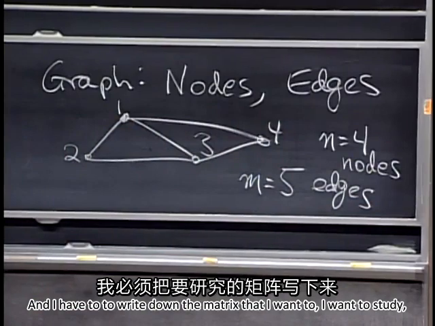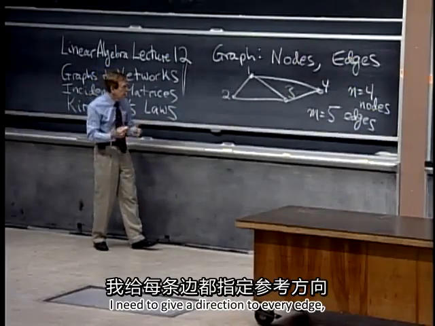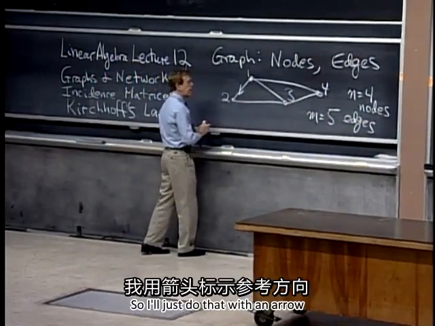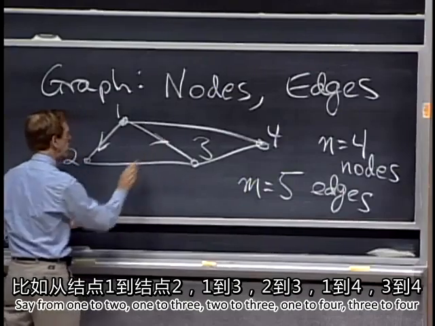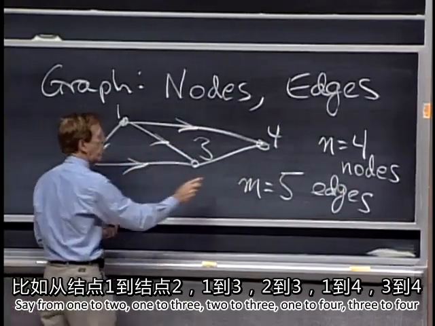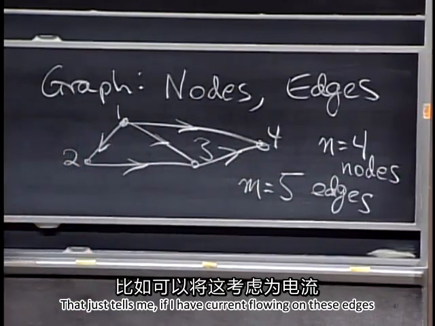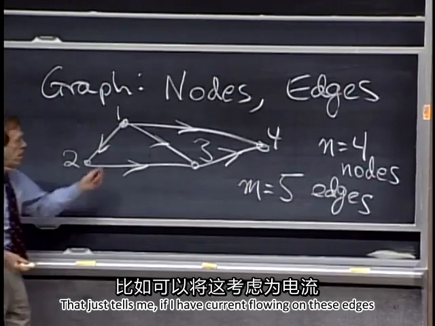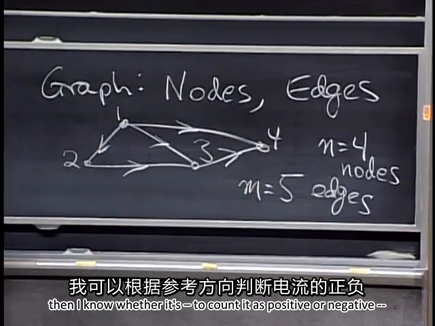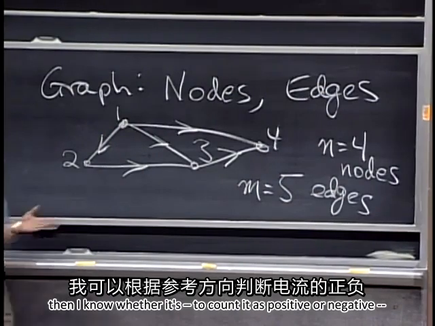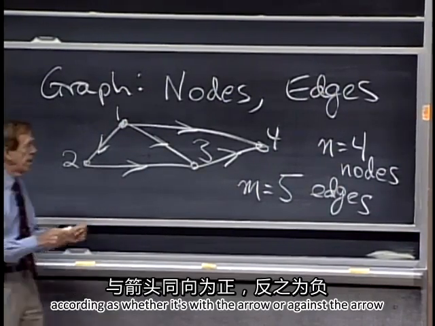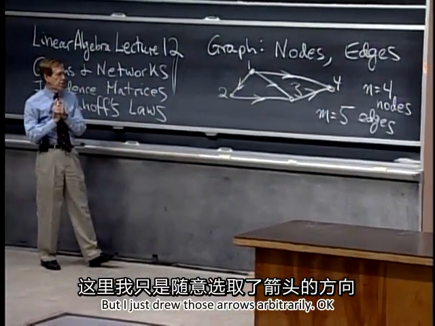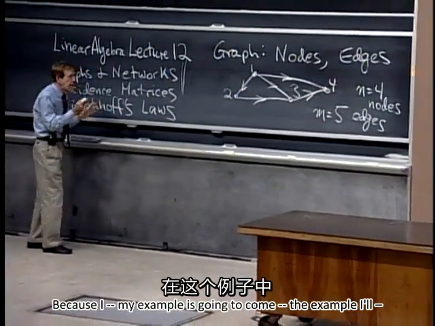And to write down the matrix that I want to study, I need to give a direction to every edge. So I know a plus and a minus direction. So I just do that with an arrow. Say from 1 to 2, 1 to 3, 2 to 3, 1 to 4, 3 to 4. That just tells me if I have current flowing on these edges, then I know whether to count it as positive or negative according to whether it's with the arrow or against the arrow. But I just drew those arrows arbitrarily.